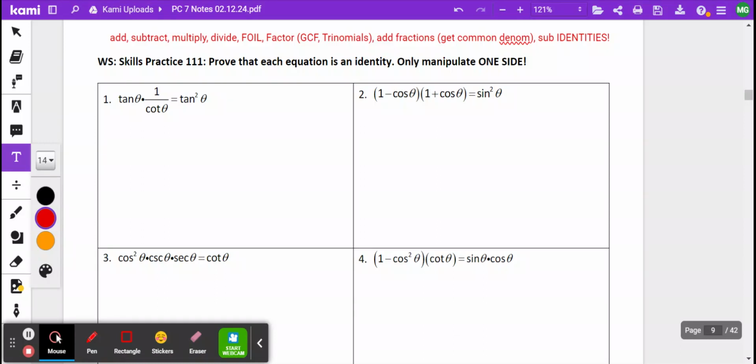Hi everyone. What I'm going to do in this video is work through some of the identities with you. Now, I've made a short list up at the top of this worksheet of things that you can be thinking of when you're trying to prove that the left side of an equation equals the right side of the equation. Okay, so you might want to make a list up here because it's going to be helpful to look back on it.